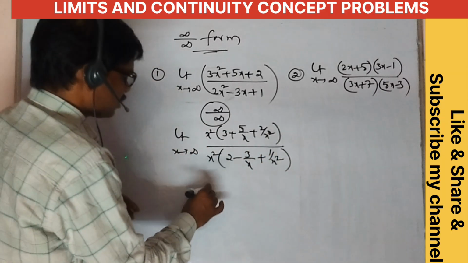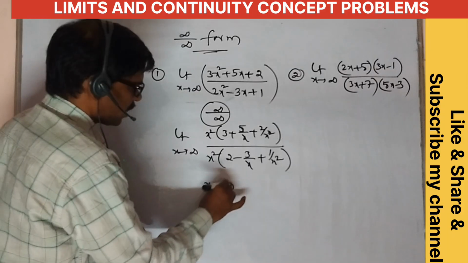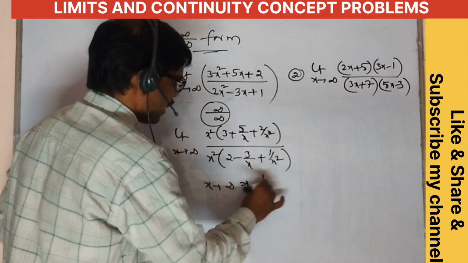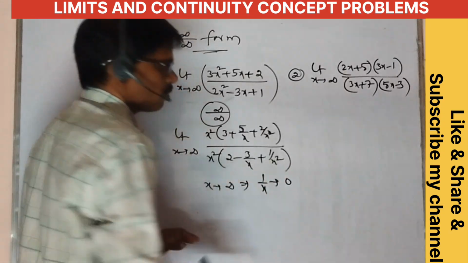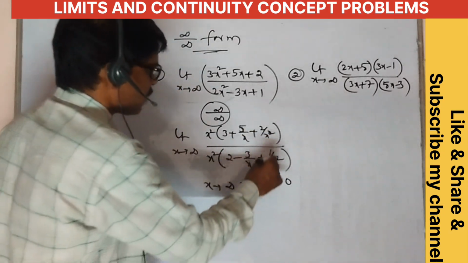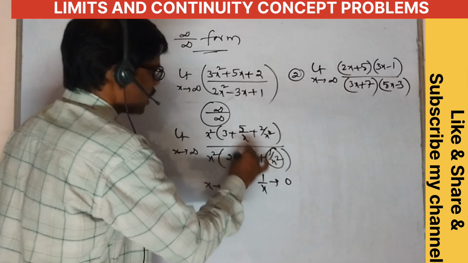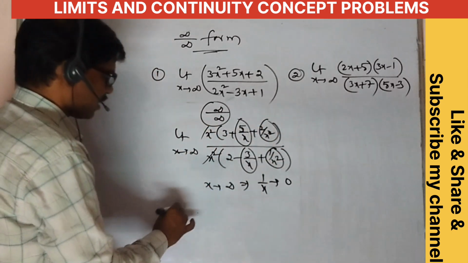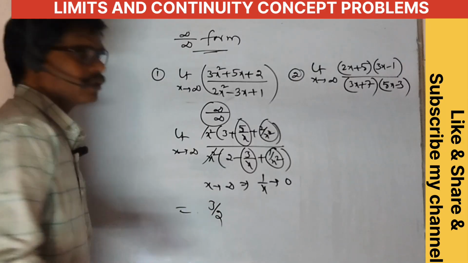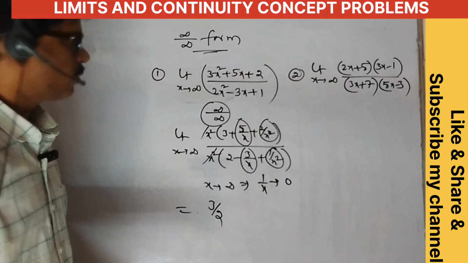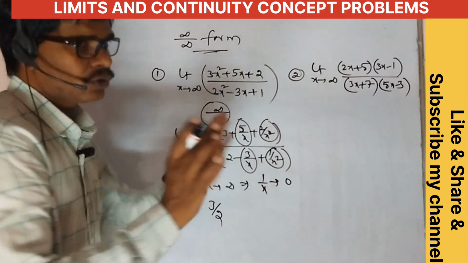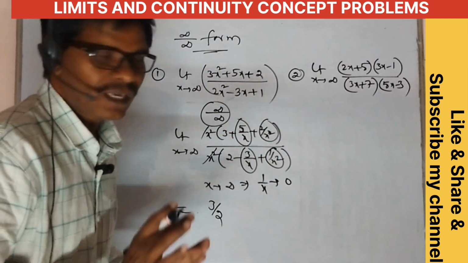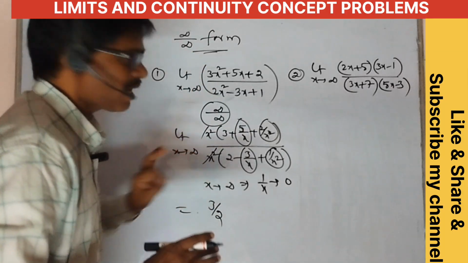Here x tends to infinity, which means 1 by x tends to 0. All these terms are 0. The x square cancels. Our answer is 3 by 2. Both powers are the same, here x square, so 3 by 2 is our answer.